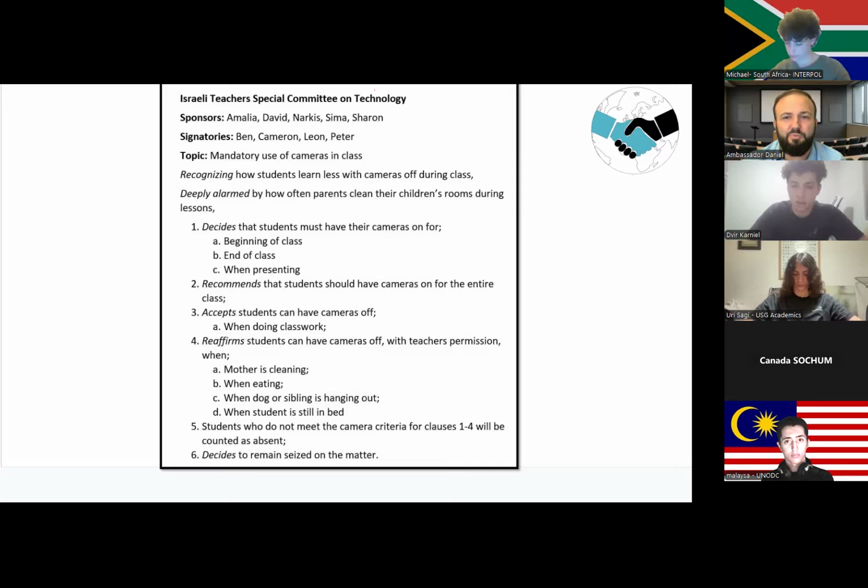We then see two preambs. There are many more operatives. One of the preambs, about how often parents clean their rooms during lessons, was pointed out to me by a bunch of teachers who were teaching over Zoom during COVID. I think we all can remember COVID at least somewhat. This is something that was brought up. It's not relevant to any of the clauses, but it is something which people say. Some preambs can be not essential. But the first one, about recognizing how students learn less with cameras off, is something valid. Very well read.